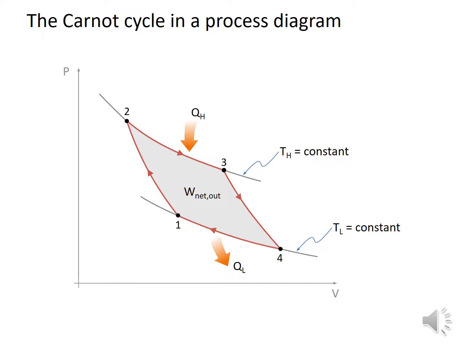If we now look at the cycle in a PV diagram, here we have the pressure on the y-axis and the volume on the x-axis. We have lines of constant temperature here. This is the high temperature TH and this is the low temperature TL. Here we start with the compression phase going up to point 2. From there we have an isothermal expansion to 3 and then an adiabatic expansion to 4. And then we have heat removal from 4 to 1.